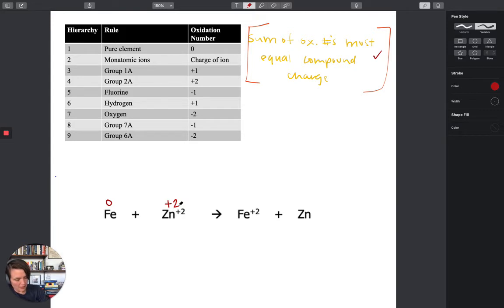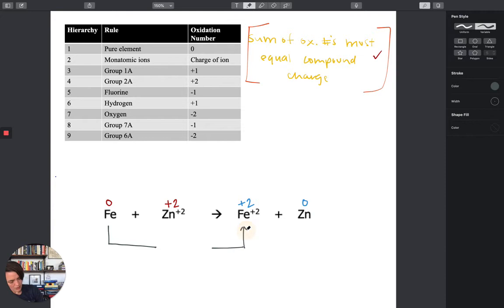Next one, we have iron. I'll change our color because we're moving now to our products. Iron has an oxidation number of positive 2 because it is an ion, a positive 2 ion. And our zinc has an oxidation number of 0. So now what we do is we draw what are called tie lines. So tie lines are a way that we show the movement of those electrons. So I have my iron going from 0 to +2.